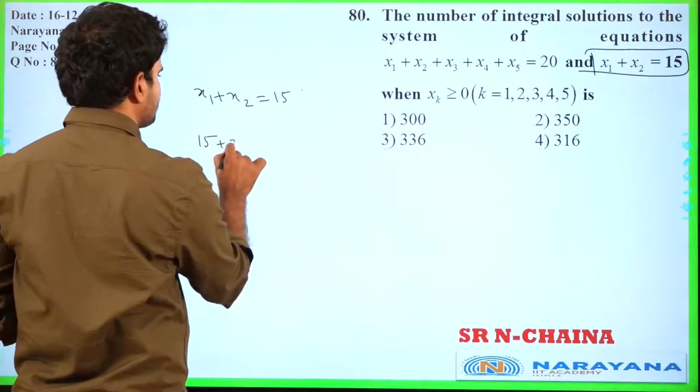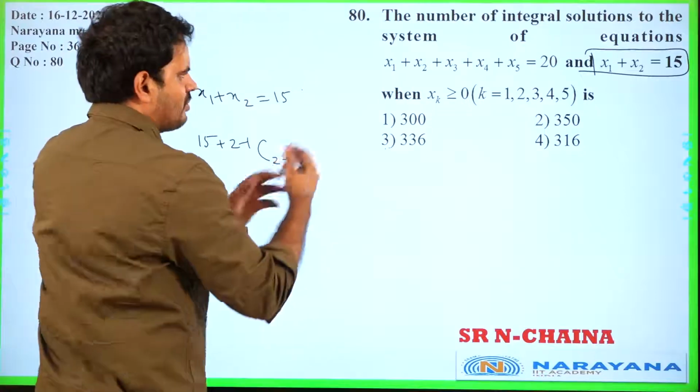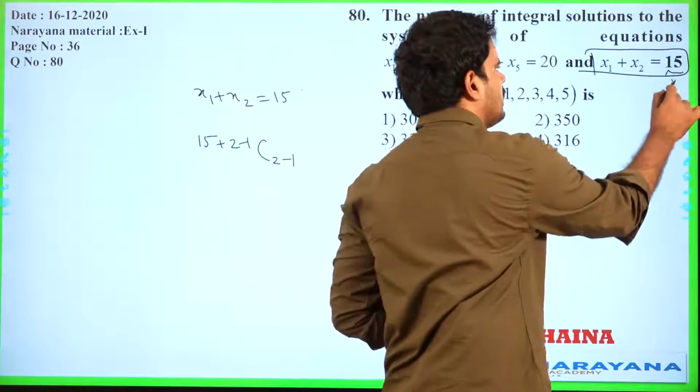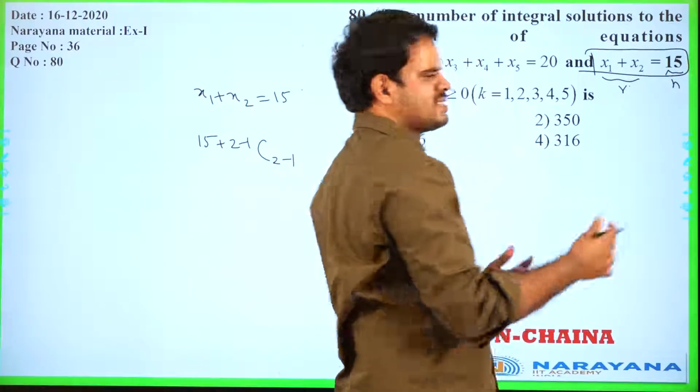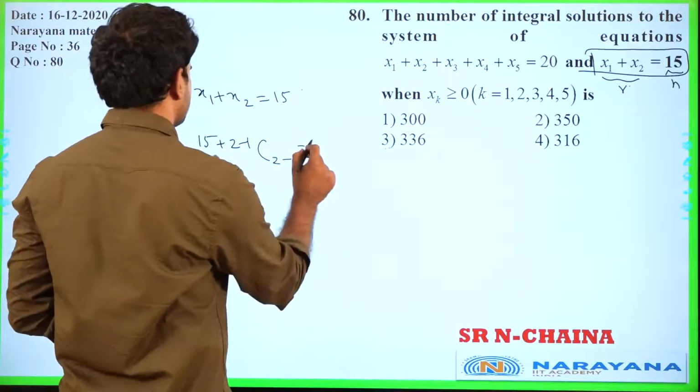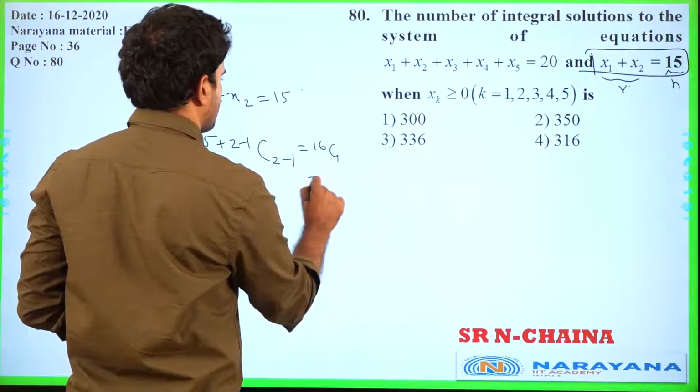15 plus 2 minus 1 C 2 minus 1, that is the formula we did long back, n plus r minus 1 C r minus 1. This is what, n, how many digits we have? So it becomes what? 16 C1, so that is 16.